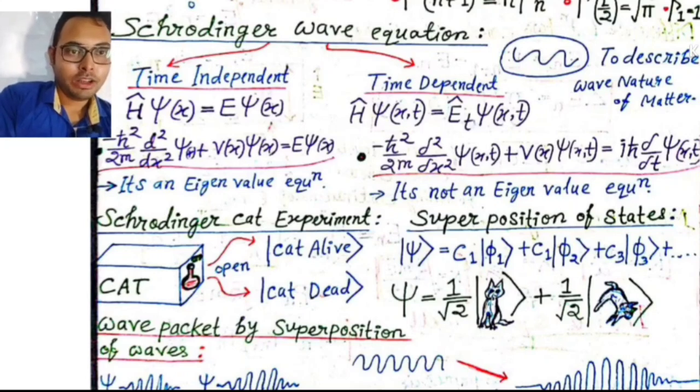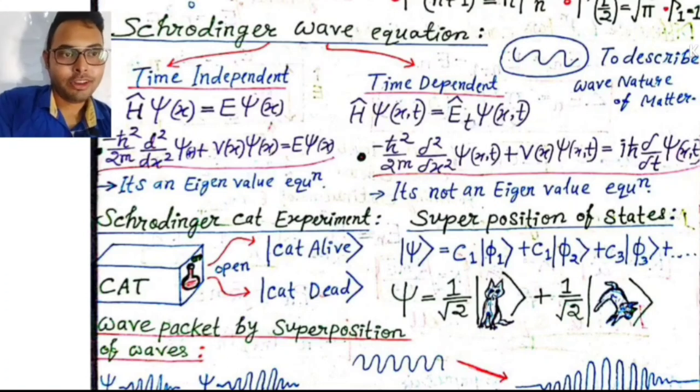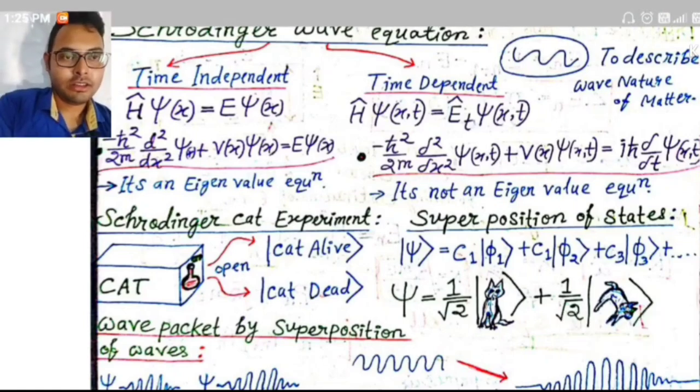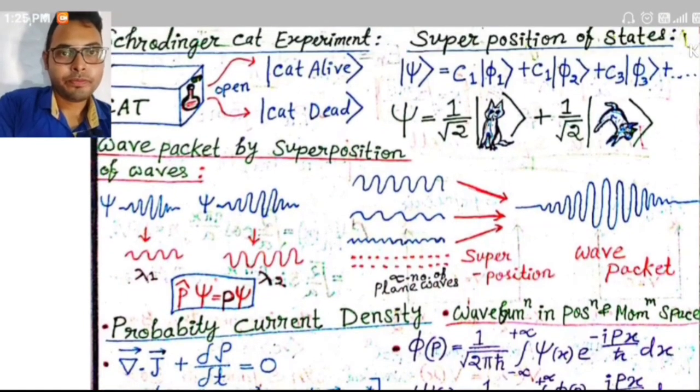and alive. Look at this wave function. A cat is standing, so it is alive, and here the cat is dead. Here the normalization constant is 1 by root 2, meaning if you square c1, you will get half. If you square this, you will get half. A 50-50 chance: 50% chance that the cat is alive, and 50% chance that the cat is dead.